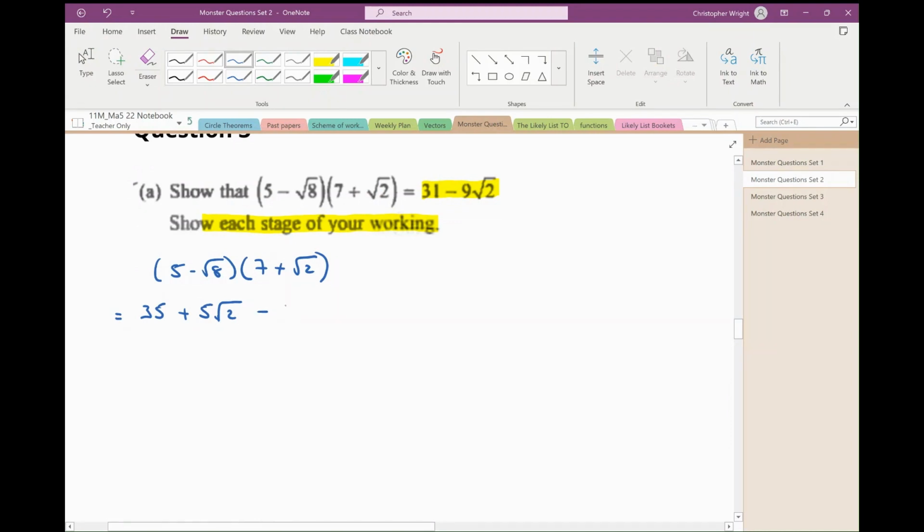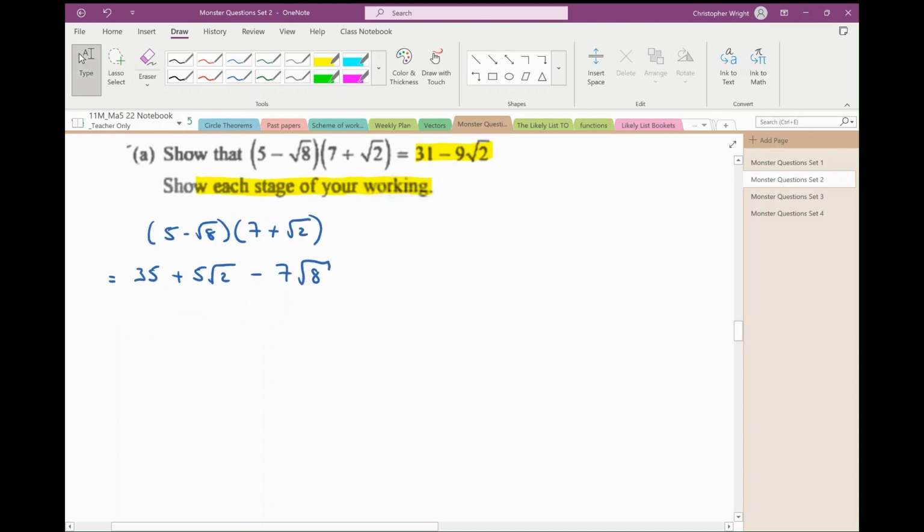Minus root 8 times 7 is minus 7 root 8. And minus root 8 times root 2 is minus root 8 times root 2. Okay, so I've got the 35. I've got some root 2's here. These root 8's, I'd like to change those to root 2's.